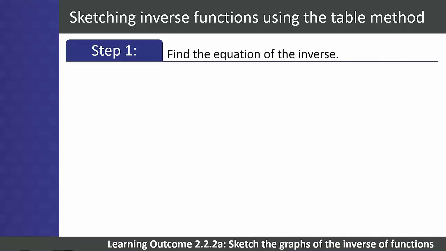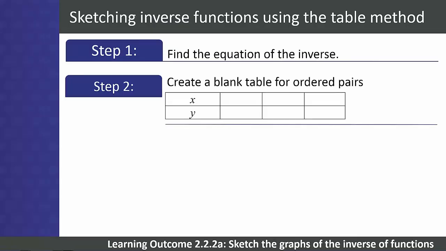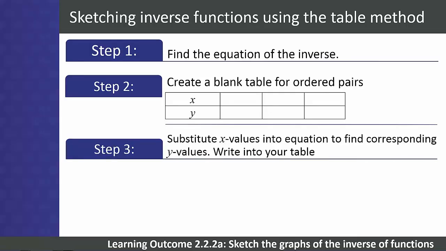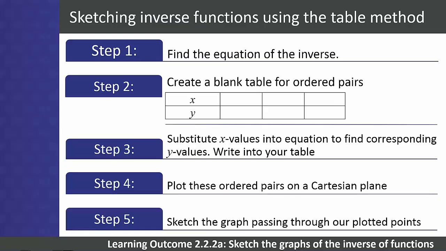First, we find the equation of the inverse function. Second, we draw up a table for x and y values. Third, we choose some x values and substitute them into the equation of the inverse to find corresponding y values. Write these ordered pairs in your table. Next, we plot these ordered pairs from the table onto a Cartesian plane. Lastly, we sketch the graph going through our plotted points. Questions on plotting the inverse of functions are often accompanied by questions about the characteristics of the graphs.